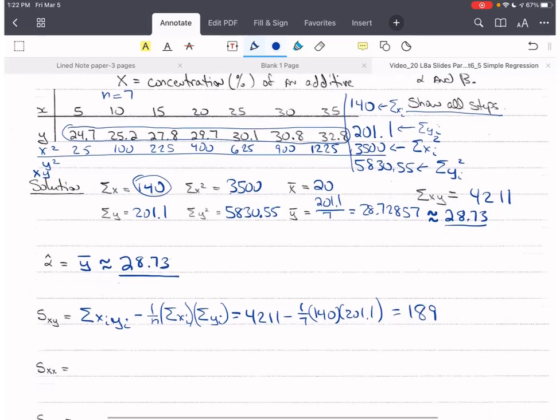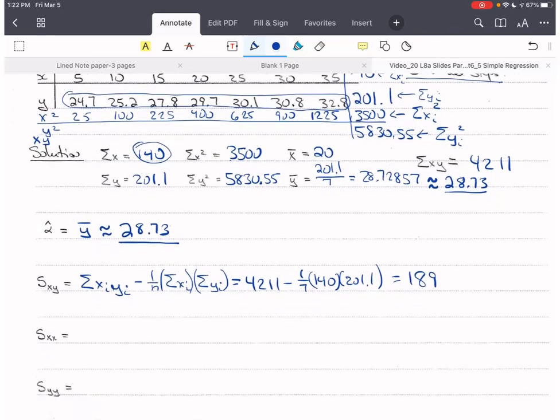Okay? And then the sum of squares of x's are equal to the sum of xi quantity squared minus 1 over n, sum of xi quantity squared. I definitely need my parentheses for this. And so this will be 3,500 minus 1 over 7 times 140 squared. And this gives me 700.